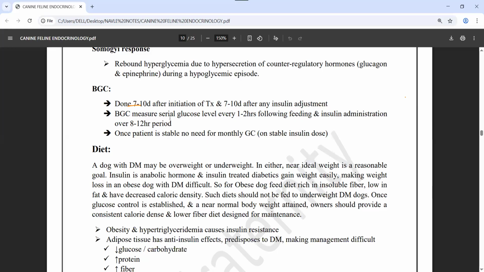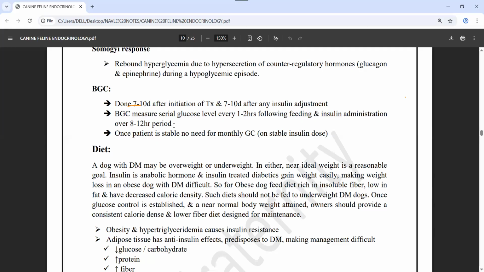A blood glucose curve is basically a measurement of serial glucose levels every 1 to 2 hours following feeding and insulin administration over an 8 to 12 hour period. So in those 7 to 10 days, what do you do? Now you have given the food, then you have given the insulin. Start every 2 hours, start measuring blood glucose, keep a record of that and make a chart of that. So that's how you are going to make the blood glucose curves.